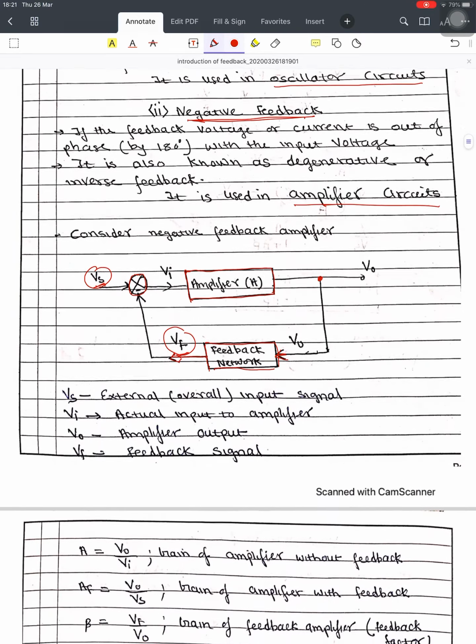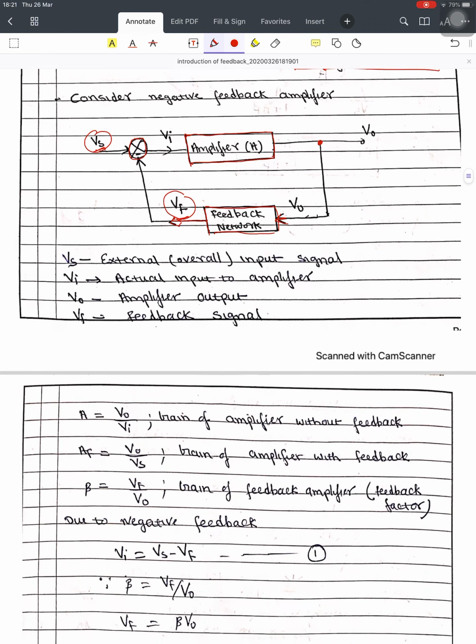Now let's define a few terms over here. Let's say A is the gain of the amplifier. Remember, it's without feedback. AF is the gain of the amplifier with feedback, and beta is the gain of the feedback network. Just don't confuse it with the beta of a transistor, where beta is the current gain. This beta is the gain of the feedback network, also known as the feedback factor, not of the amplifier, but of the feedback network.